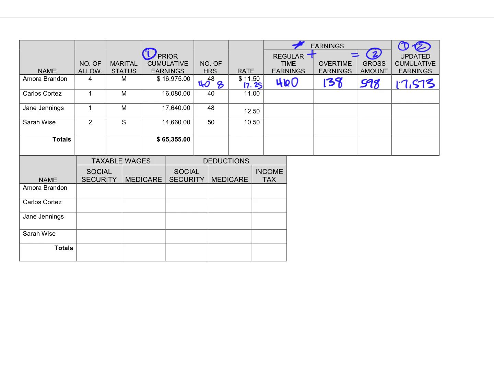Our next employee, Carlos Cortez, only worked 40 hours. So if we take 40 and we multiply it by $11 an hour, we would get regular earnings of $440. We get no overtime, and then the gross amount would be $440. We update his cumulative earnings by adding the prior earnings with the current gross amount, and so that updated amount would now be $16,520.